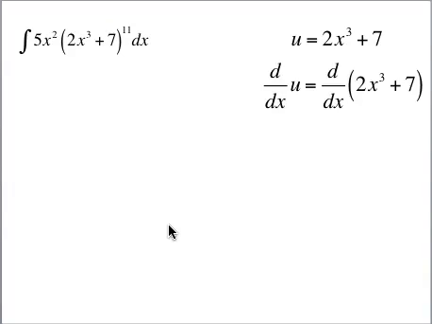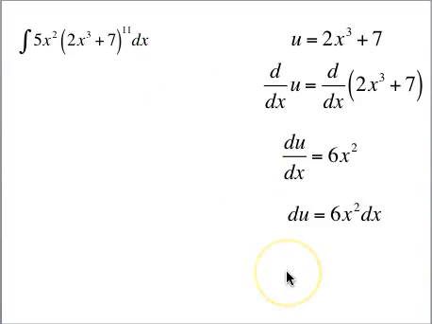The derivative with respect to x of u is the derivative with respect to x of 2x cubed plus 7. The derivative with respect to x of u is du dx, and the derivative with respect to x of 2x cubed plus 7 is 6x squared. And I want to solve for dx, so we'll say du is 6x squared dx, and du divided by 6x squared is dx. Replace dx with du divided by 6x squared. Replace 2x cubed plus 7 with u, and see what happens.